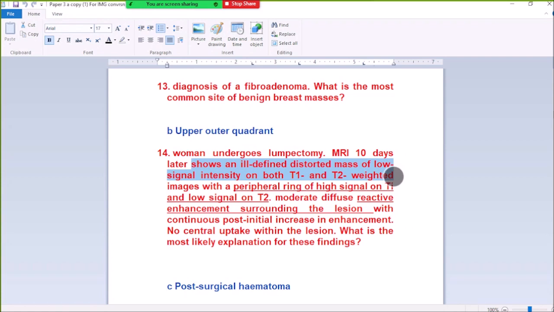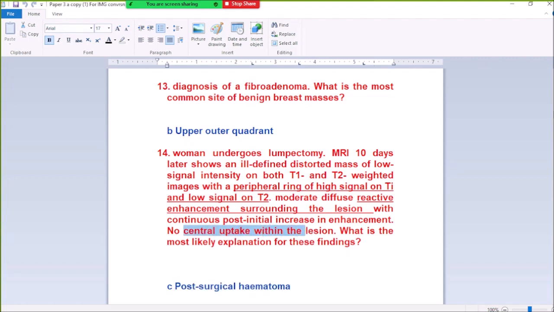MRI 10 days later shows an ill-defined distorted mass of low signal intensity on both T1 and T2 images with a peripheral ring of high signal on T1 and low signal on T2. Moderate diffuse reactive enhancement is shown in the lesion with continuous post-initial increase in the enhancement. No central uptake in the lesion, which is explained by post-surgical hematoma, when there is no central uptake within the lesion.